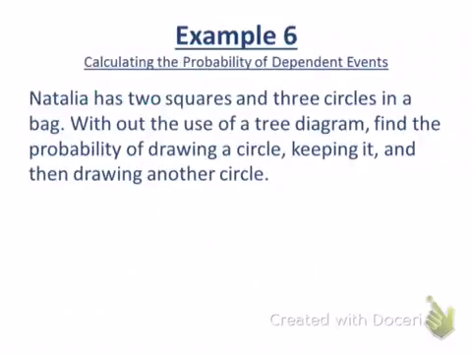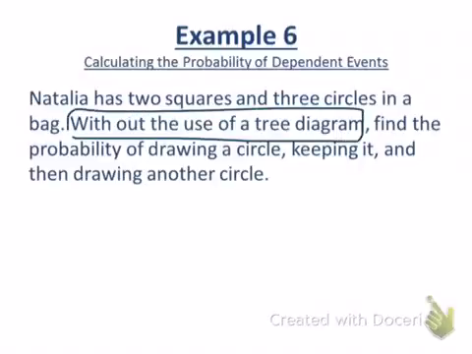All right, Natalia has 2 squares and 3 circles in a bag. And this says without the use of a tree diagram, find the probability of drawing a circle, keeping it, and then drawing another circle. Are these independent events or dependent events? Dependent, because the probability of the second one is affected by the outcome of the first.